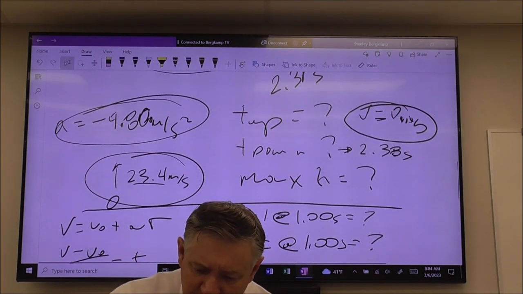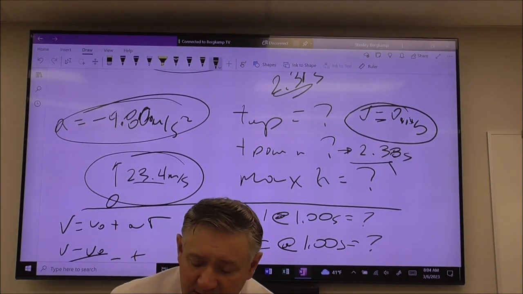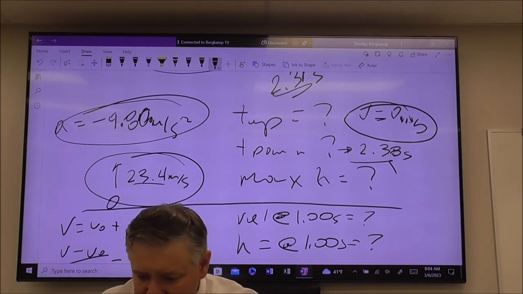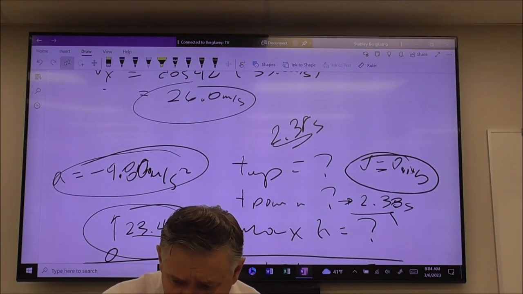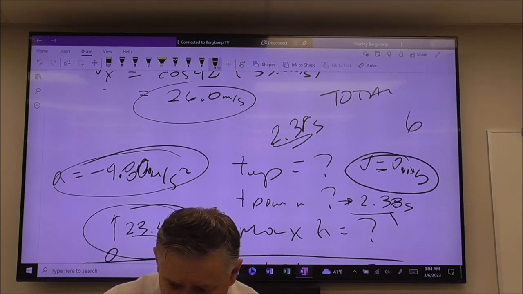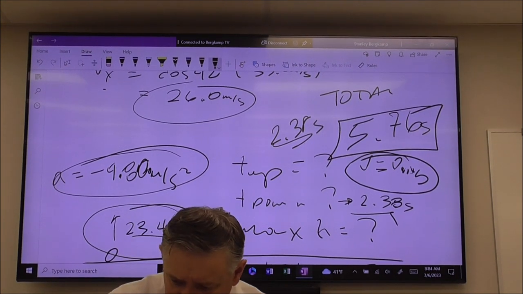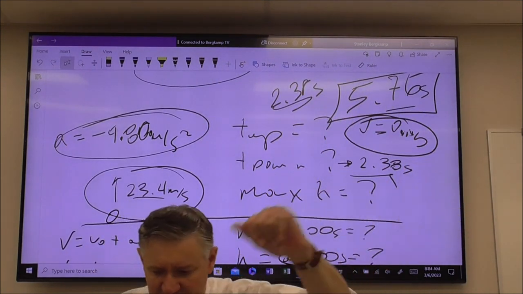So if my time up is 2.38 seconds and my time down is 2.38 seconds, Jack, how can I find my total time? You can just add the two times. Yeah, if I take 2.38 plus 2.38, my total time then is going to be 5.76 seconds. I might be off on my mental math, but I think that's right. Okay, so total time is going to be 5.76 seconds.